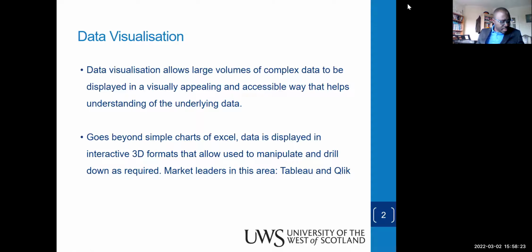So one key thing we can think of is data visualization. It goes beyond a simple representation of charts and tables in Excel. Instead, this data visualization deals with where we can normally represent complex data sets in a visually appealing and accessible way. So sometimes in 3D formats, where we could manipulate and use the data to achieve organizational objectives in terms of communicating key ideas and key concepts.